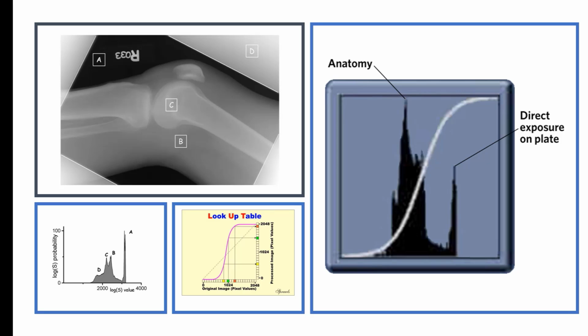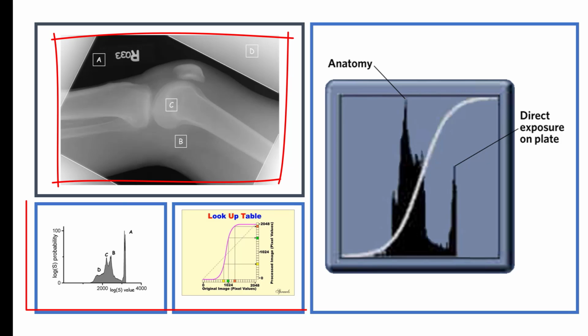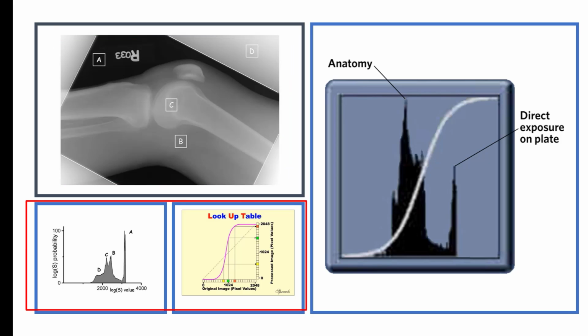Here on the left, we see that we're doing a lateral knee. The histogram correlates to the lateral knee, and the histogram is going to be read by a lookup table. Let's take a look at the A, B, C, and D on the histogram, and at the A, B, C, and D on the image of the lateral knee.